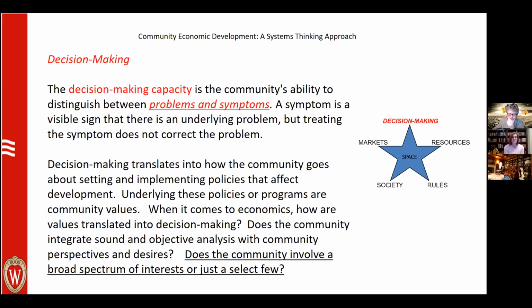The other thing here is, does the community involve a wide spectrum of interests, or is it just a select few? Is it the good old boys who are making the decisions? We all know that for effective community economic development, there needs to be a mechanism for everybody's voice to be heard. But effective leadership essentially says, how can we have that conversation but not get it derailed?